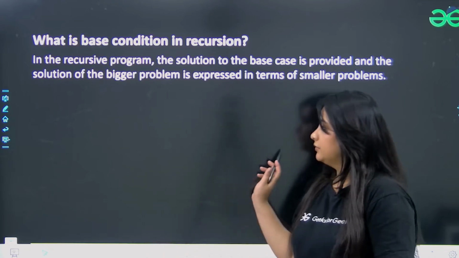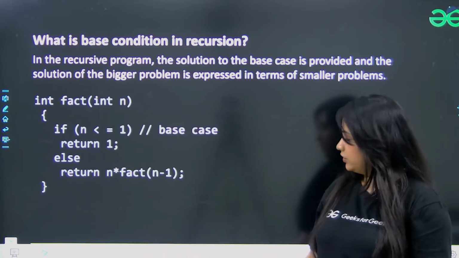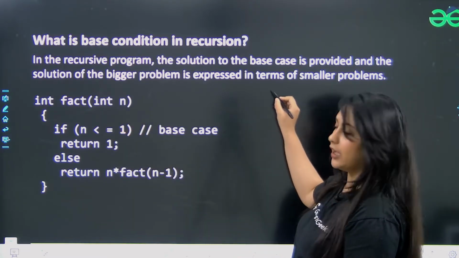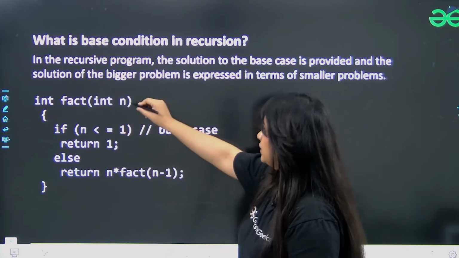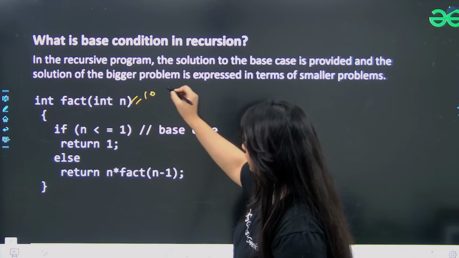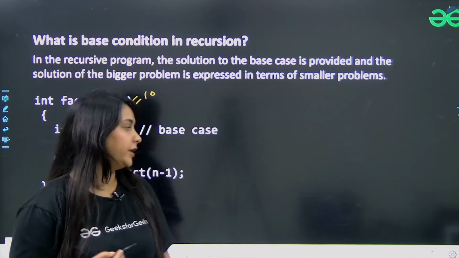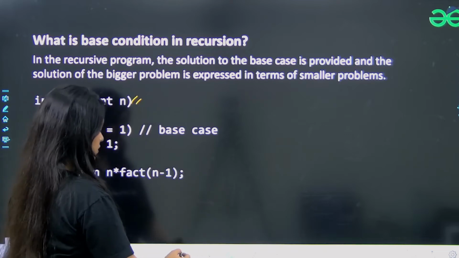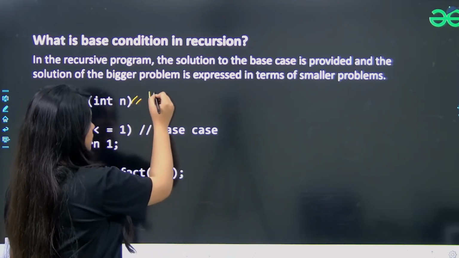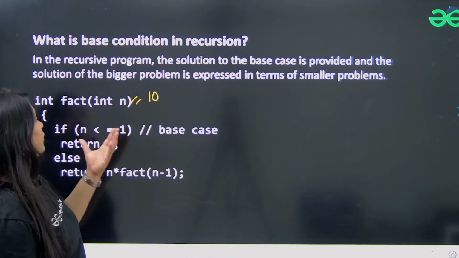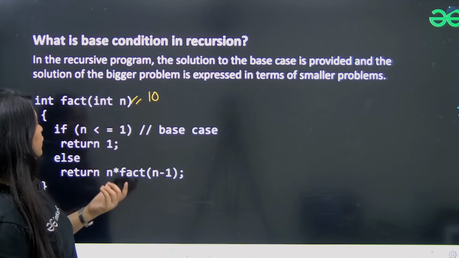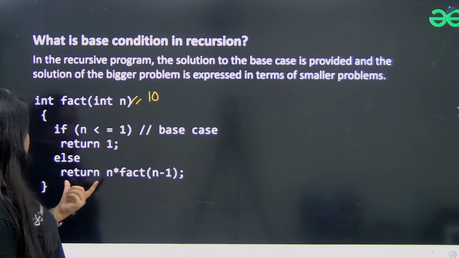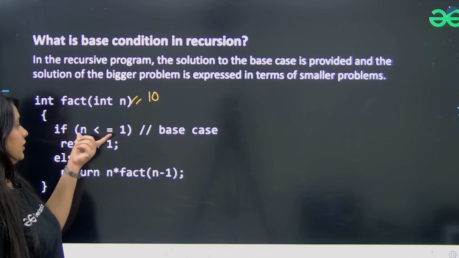You can see the example over here that I just explained. This is n, and for example, let's just assume that n equals 10. Now, when I want to calculate the factorial of 10, I'm going to come inside this function and check. So n is not less than or equal to 1.